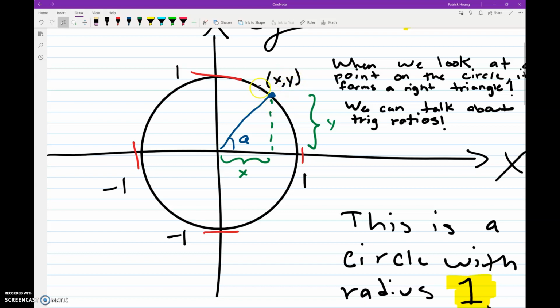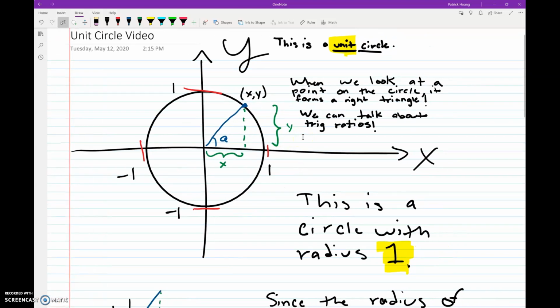If you ever want to know the x-coordinate of a point, you start from the origin, the center, and move to the left or move to the right. So this is x. If you want to know the y-coordinate, you start from the x-axis down here and move up. You can see that this forms a little triangle. And since there's a triangle here, we can talk about trig ratios, like sines, cosines, and tangents.